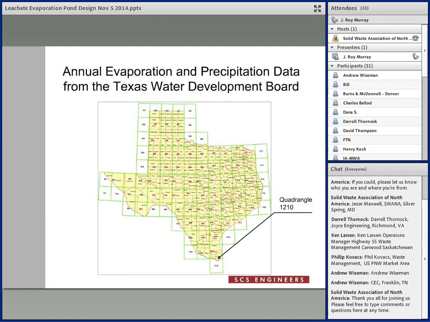So, to size your leachate evaporation pond, you're going to need to get precipitation data. In this case, we got it from the Texas Water Development Board.